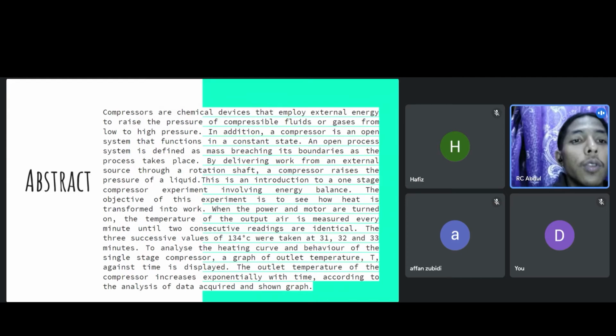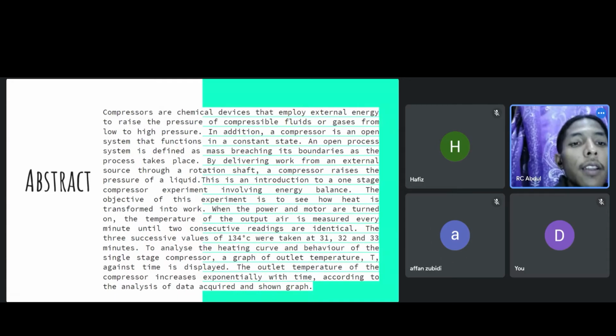This is an introduction to a one-stage compressor experiment involving energy balance. The objective of this experiment is to see how energy is transformed into work. When the power and motor are turned on, the temperature of output A is measured every minute until two consecutive readings are identical. A specific value of 134 degrees Celsius was taken at 31, 32, and 33 minutes.